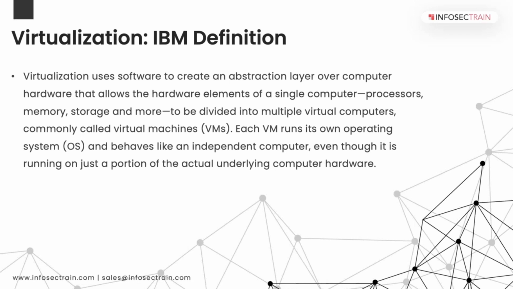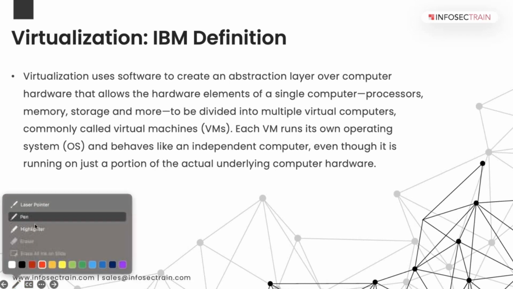And if you look at the definition by either Citrix or IBM, you will find that they define virtualization as using software that creates an abstraction layer over computer hardware, allowing the hardware elements of a single computer, like processor, memory, storage, and more, to be divided into multiple virtual computers, commonly called virtual machines. So if I try to draw a diagram of this whole thing, it will look like this.